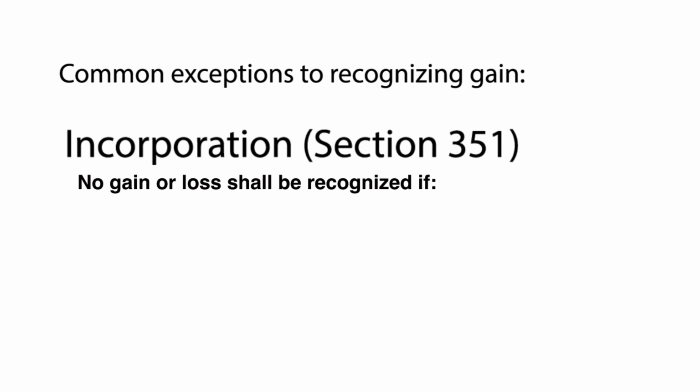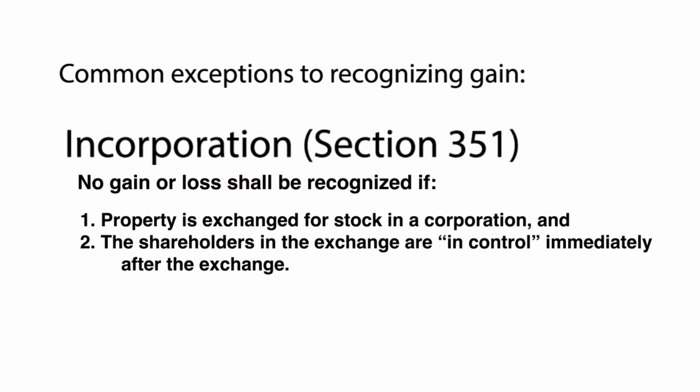Section 351 says that no gain or loss shall be recognized if 1. Property is exchanged for stock in a corporation, and 2. The shareholders in that exchange are collectively in control of that corporation immediately after the exchange. What in control normally means is those shareholders own collectively at least 80% of the stock in the corporation.